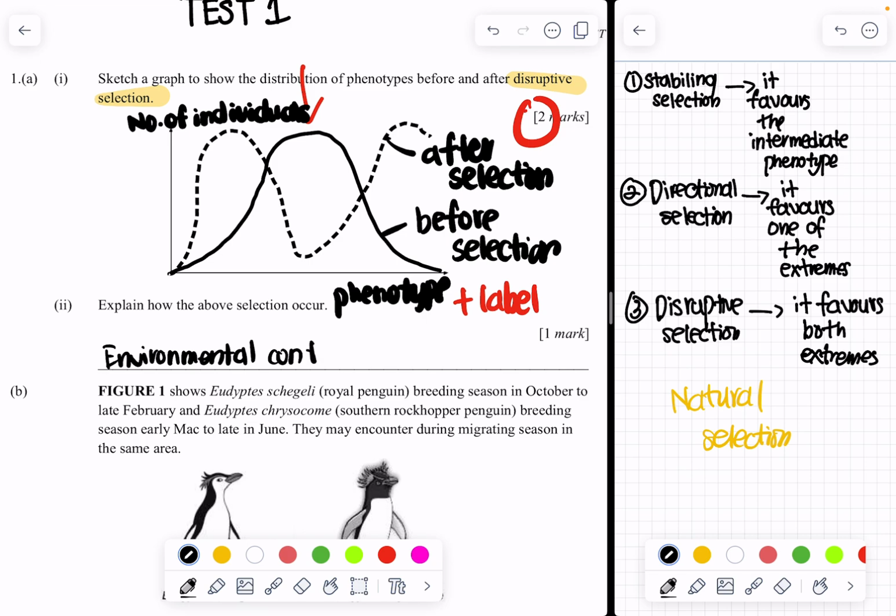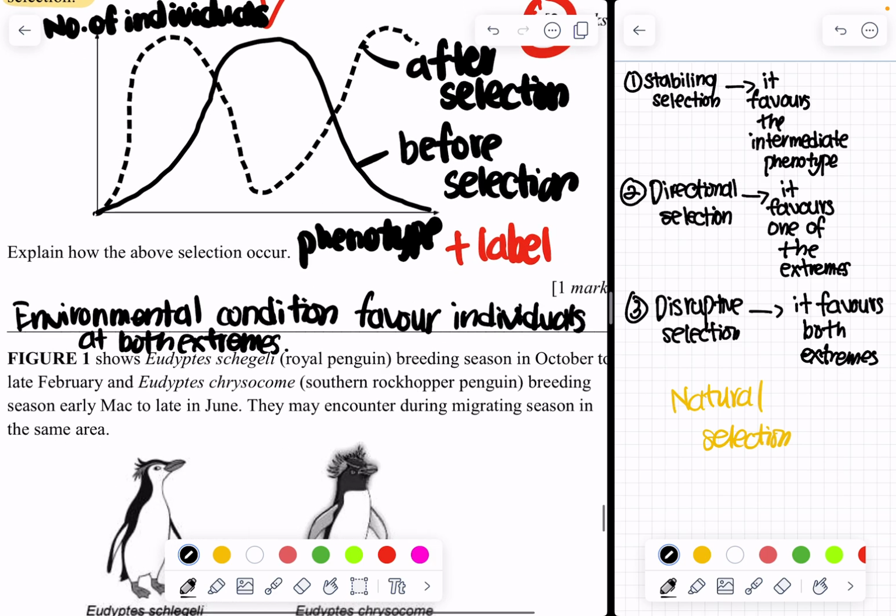favors individuals at both extremes. You have to say both extremes. That is the first mark. Or you can say, what is the opposite of favoring someone? Eliminate. It selects against. You can use that keyword. Or select against the intermediate phenotype.